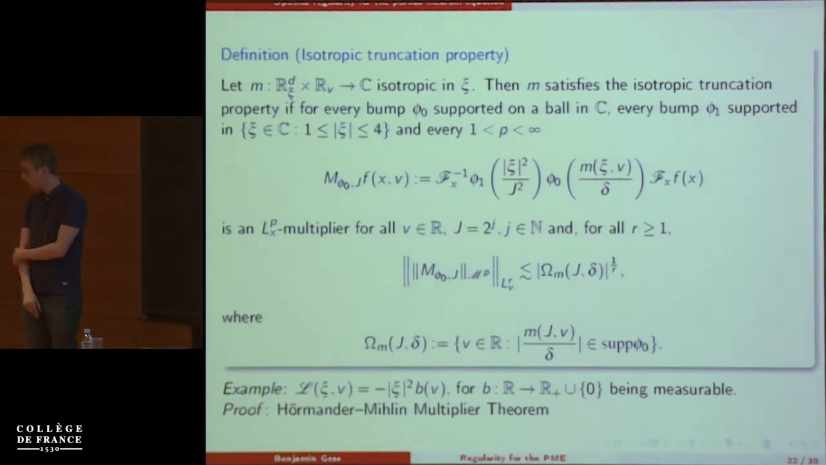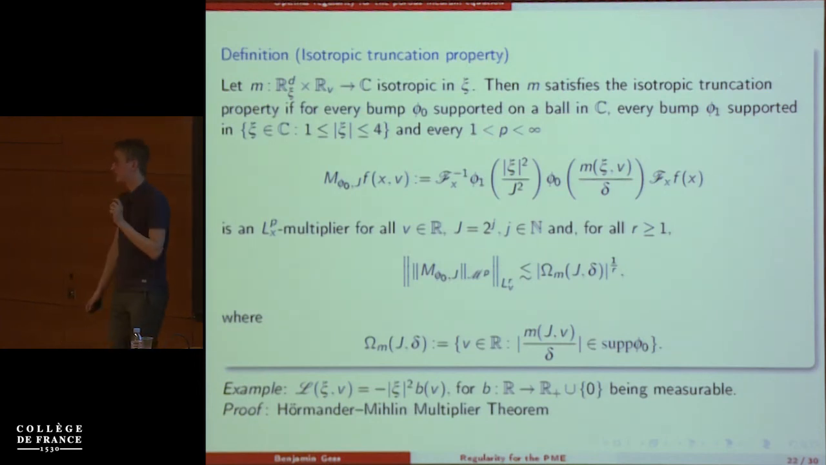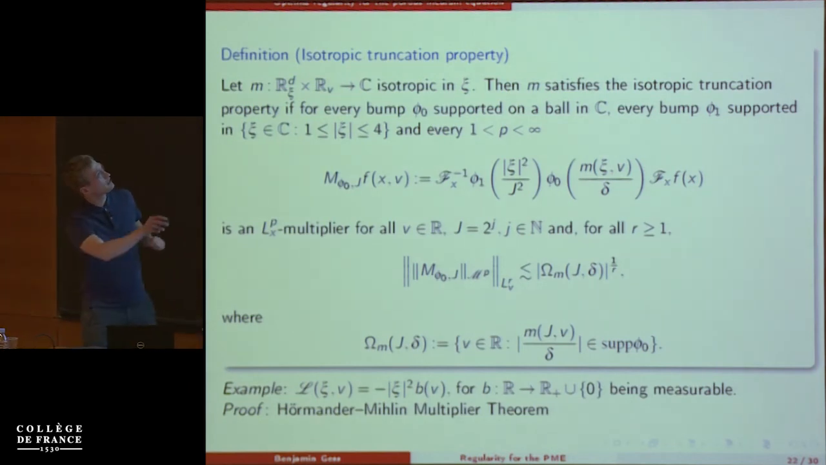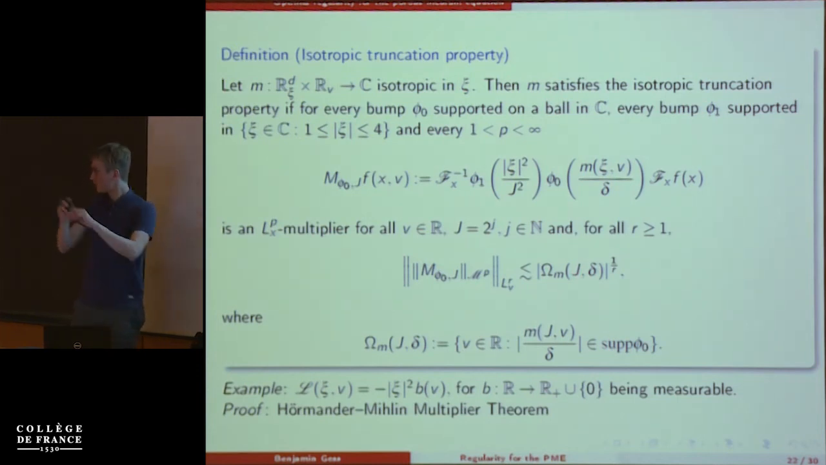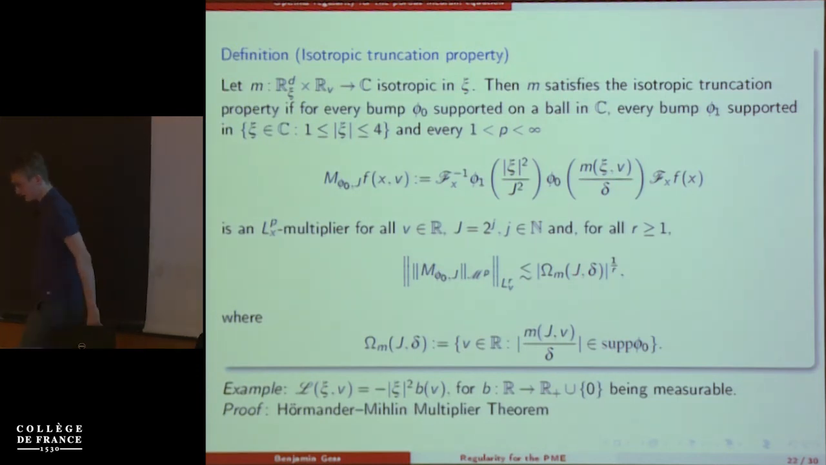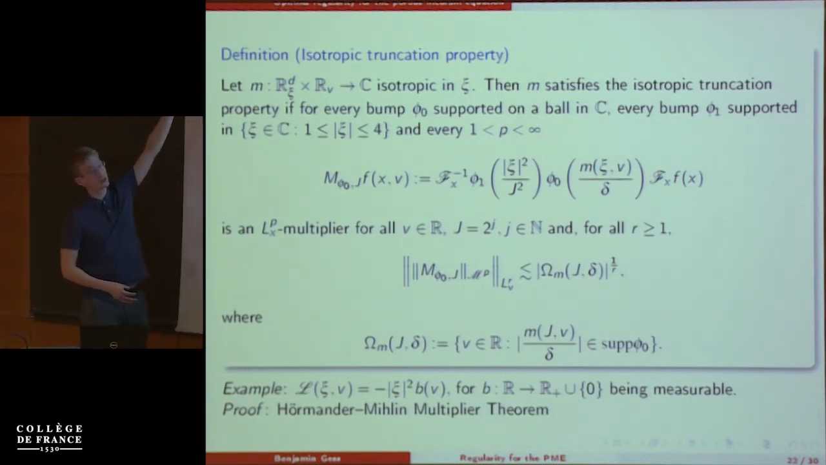What do you mean by isotropic? Well, because it's radial. So it's radial in psi? Yes, radial. Maybe that's a better word. Otherwise it doesn't really make sense to speak about this, because this only depends on the Fourier mode and not the direction.